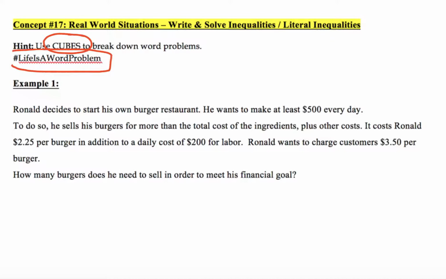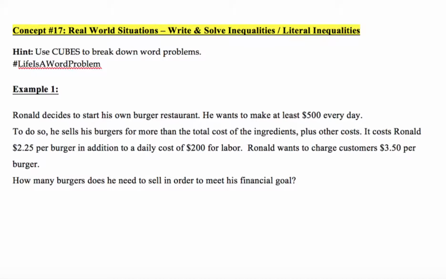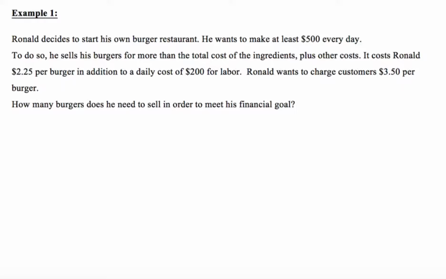So, for example, Ronald decides to start his own burger restaurant. He wants to make at least $500 every day. To do so, he sells his burgers for more than the total cost of the ingredients plus other costs. It costs Ronald $2.25 per burger in addition to a daily cost of $200 for labor. Ronald wants to charge customers $3.50 per burger. How many burgers does he need to sell in order to meet his financial goal?